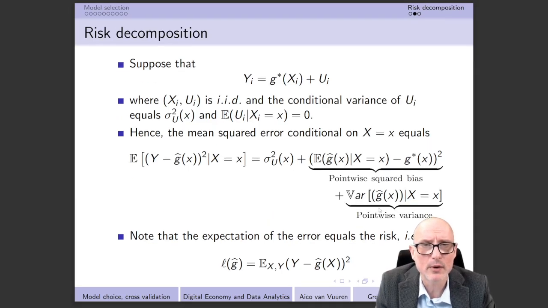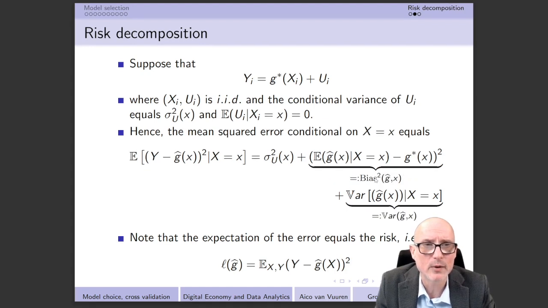Which implies that we now have 3 different terms. I'm going to rewrite this a little bit and introduce a little bit of notation. I'm going to write this pointwise squared bias as the bias squared. And that is, of course, dependent on our function g, as well as the point x in which we are going to evaluate this. And we can do exactly the same thing with respect to that pointwise variance, which we can write simply as var, evaluated, of course, in g hat and x. So then we get these 3 terms.